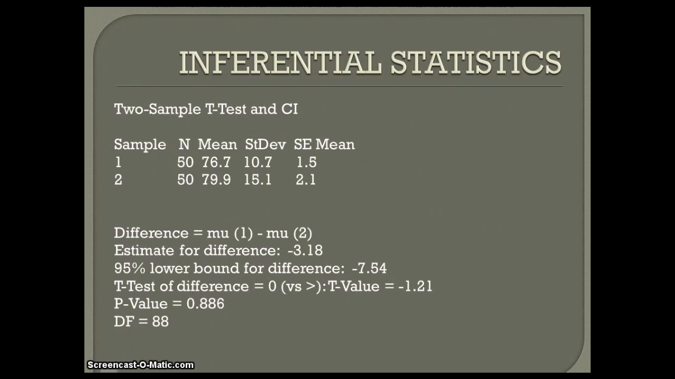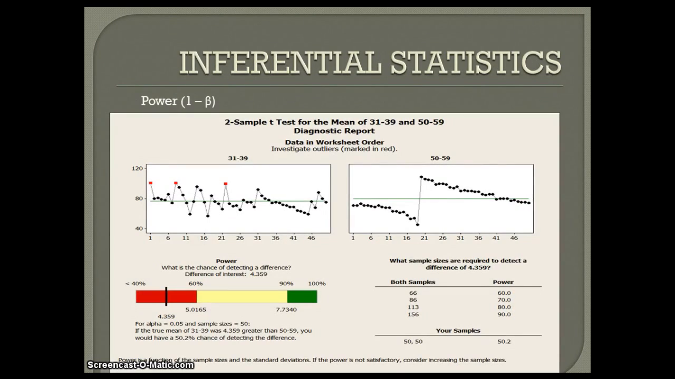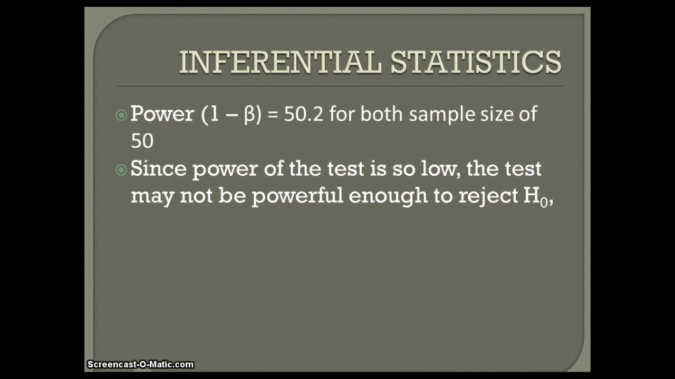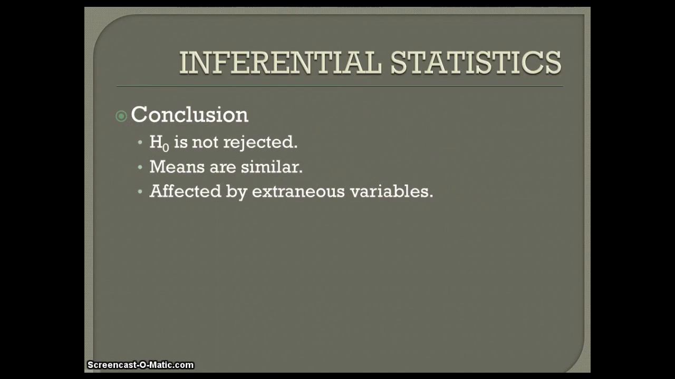This is our two sample t statistics data from Minitab. This is our diagnostic report on the power of our test. The power of our test is 50.2%, which may not be powerful enough to reject our H0. Our desired power is 90%. Therefore, we should increase both sample sizes so that power will be increased as well. In order to achieve 90% power, both sample sizes have to be at least 156 as compared to our current sample size of 50. This is quite a significant difference as the desired sample size is almost 3 times our current sample size. In conclusion, H0 is not rejected.